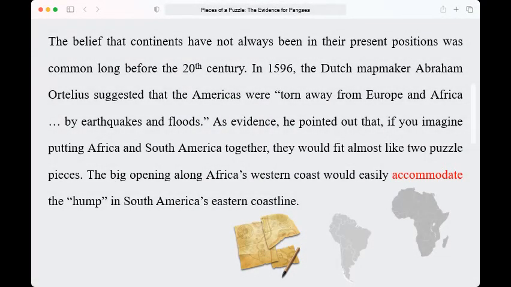The belief that continents have not always been in their present positions was common long before the 20th century. So this particular belief was common, meaning it was a part of common sense. A lot of people believed in this. And this belief was there long before the 20th century, meaning it's been here for a long, long time.